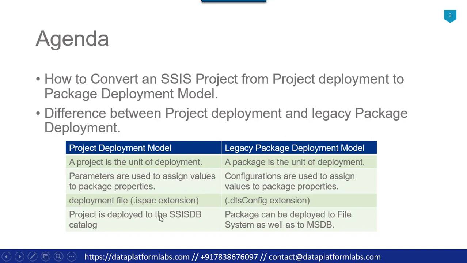Inside the project deployment model, a deployment file whose extension is ispac is used to deploy the SSIS packages to the SSIS catalog. However, in the legacy package deployment model, .dtsconfig along with .dtsx packages are used to deploy an individual SSIS package to the file system or to the MSDB database. For the project deployment model, a complete project is deployed to the SSISDB catalog. However, for the legacy package deployment model, an individual package can be deployed either to the file system or to the MSDB database. So now without wasting time, let's jump to the demo.